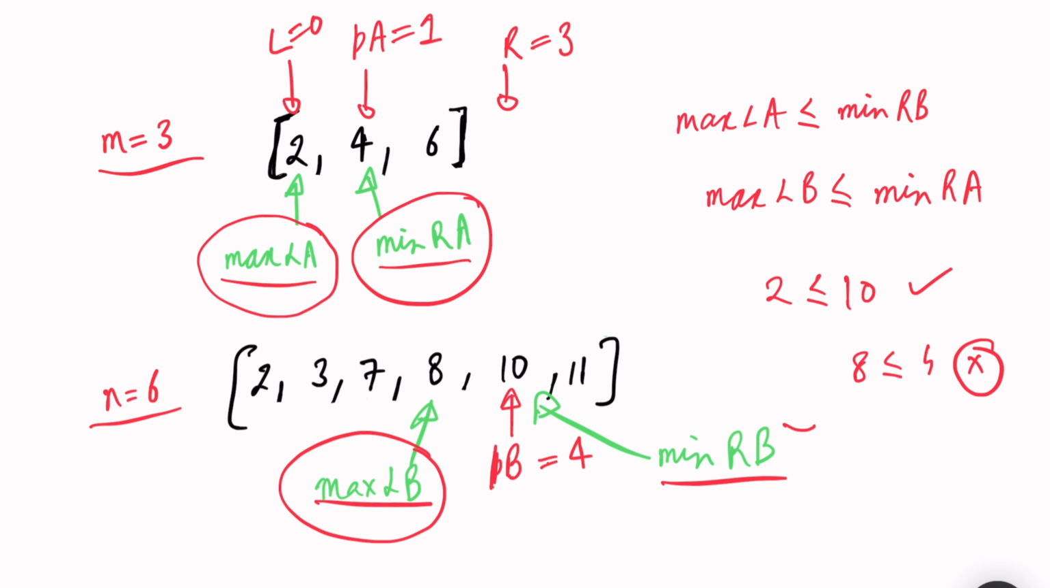So in this case, 2 is less than or equal to 10, so that means that the left side of array A is correct. So we can move towards the right side of array A and we can update our left pointer equal to PA plus 1.